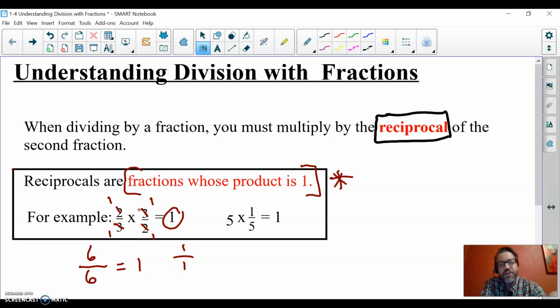The same thing happens here. We have 5 times 1/5. Now, keep in mind, when you see a whole number, you can write it as a fraction simply by putting it over 1. It means the same thing as 5 when you have 5/1, because again, fractions are division problems, and 5 divided by 1 does equal 5. Okay, once it's written like this, you have 5/1 times 1/5.